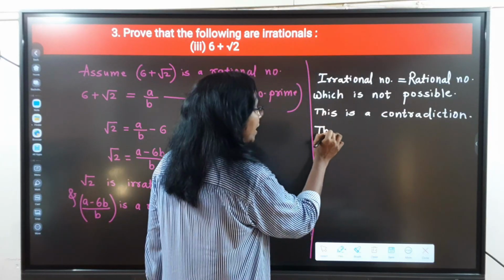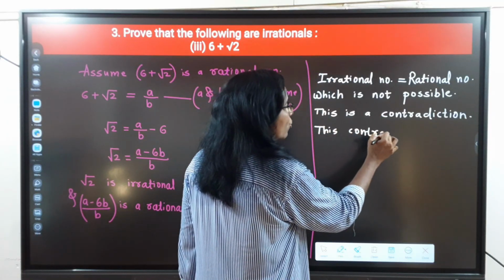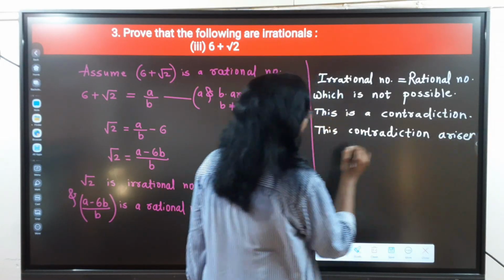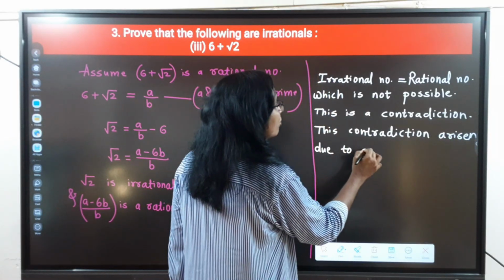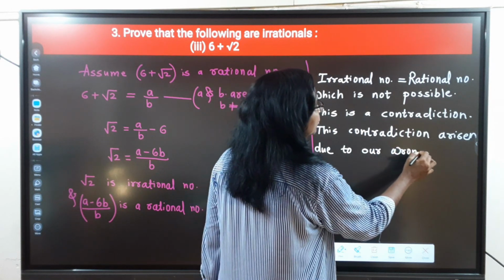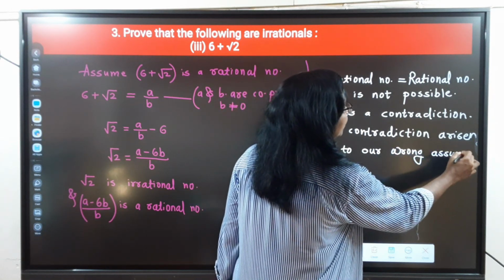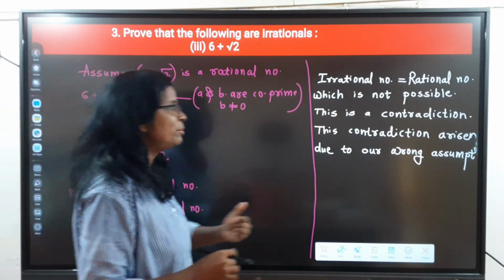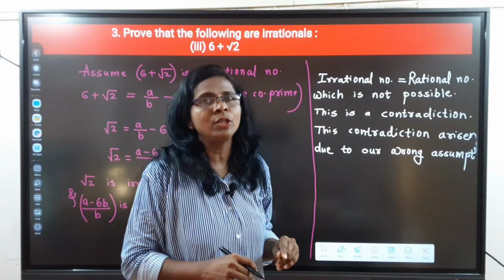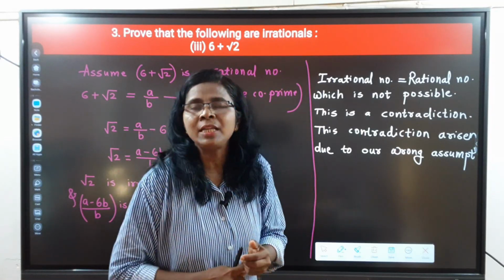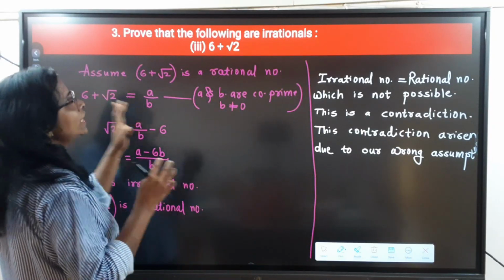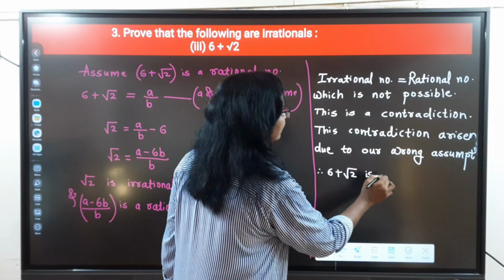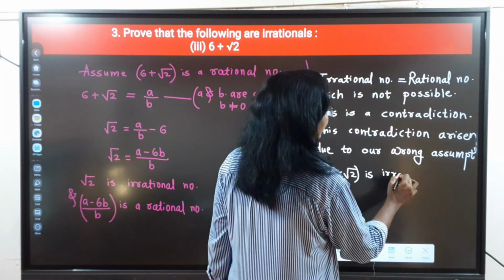This contradiction arises due to our wrong assumption, students. We assumed that 6 plus root 2 is a rational number. So it is a wrong assumption, and as it is a wrong assumption, that means our correct statement is that 6 plus root 2 is an irrational number. Therefore, 6 plus root 2 is an irrational number.